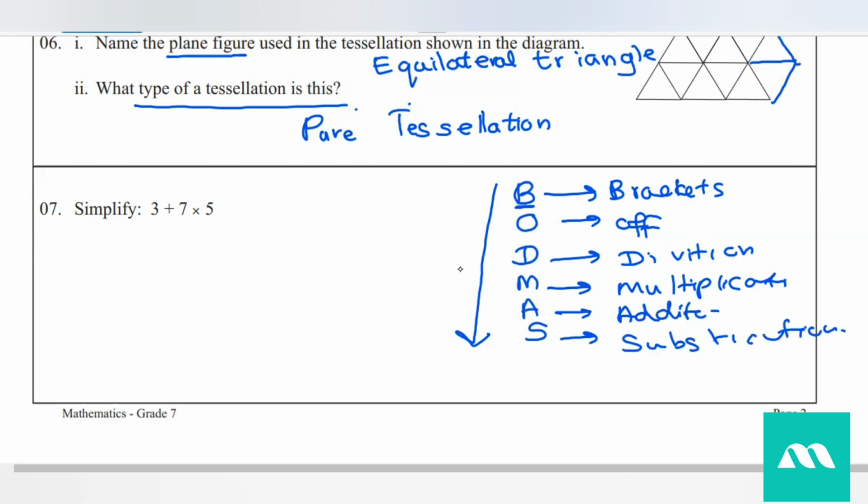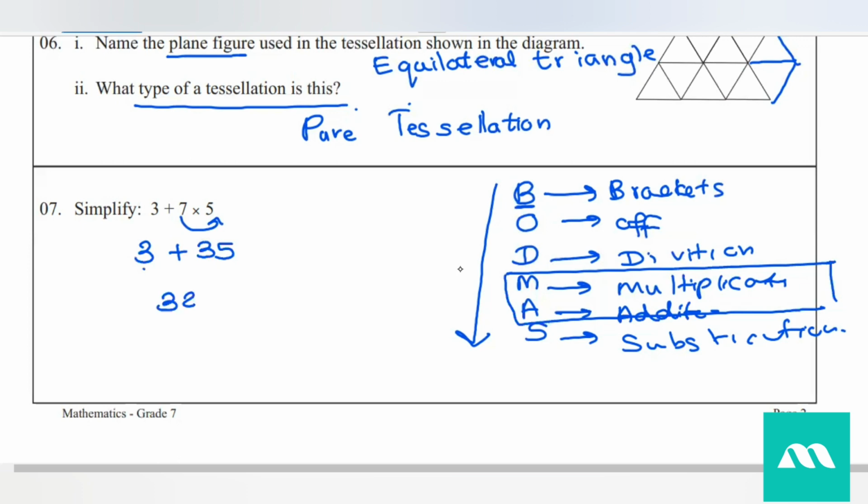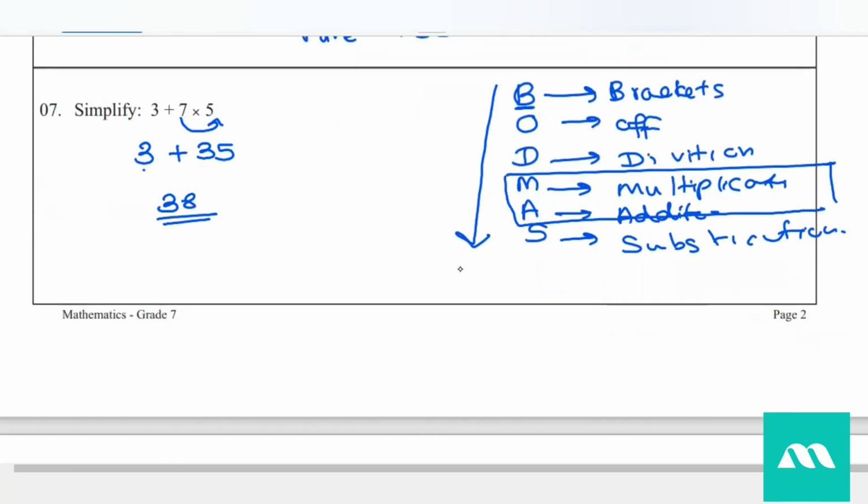Okay. Then here it is addition and multiplication. You can see that before the addition it is multiplication. That means we have to do the multiplication first, and we have to obtain the answer. 7 times 5 is 35. Then 3 is added to 35. Then the answer is 38. Okay. Did you understand? Yes, teacher.